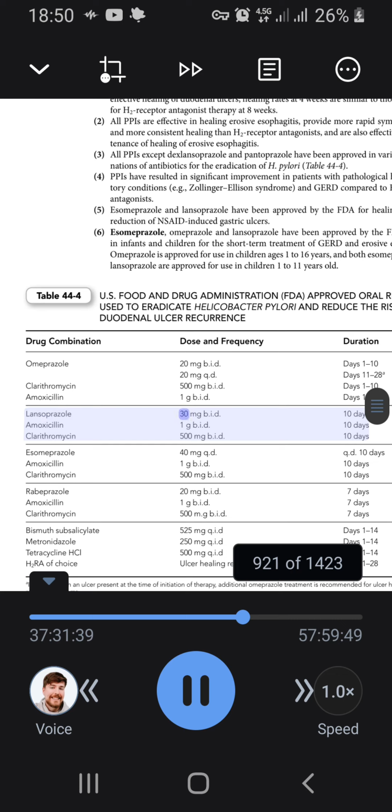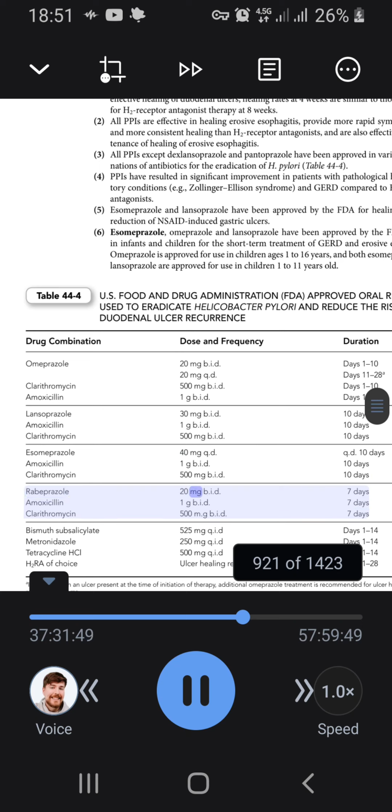Lansoprazole 30 mg BID, 10 days. Amoxicillin 1 gram BID, 10 days. Clarithromycin 500 mg BID, 10 days. Esomeprazole 40 mg QD, 10 days. Amoxicillin 1 gram BID, 10 days. Clarithromycin 500 mg BID, 10 days.